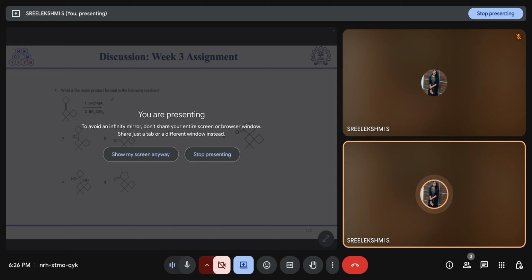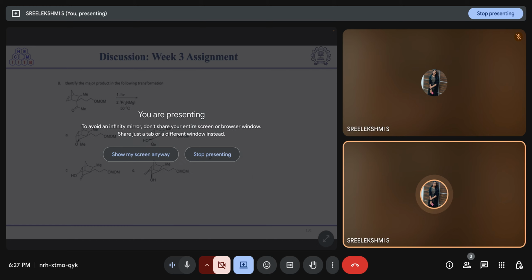So here, first MCPBA will form an epoxide over the center, and then this bond will come over here, and this will open when BF3 coordinates as a Lewis acid to give this corresponding compound. So the correct answer would be option D. First epoxidation, and then the Lewis acid will coordinate with the epoxide, the epoxide will open and bond migration will take place to form this 5-membered cyclopentanone ring.